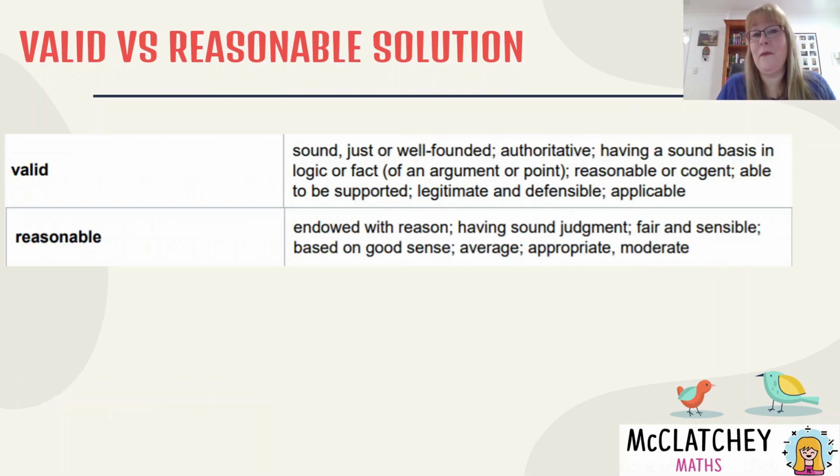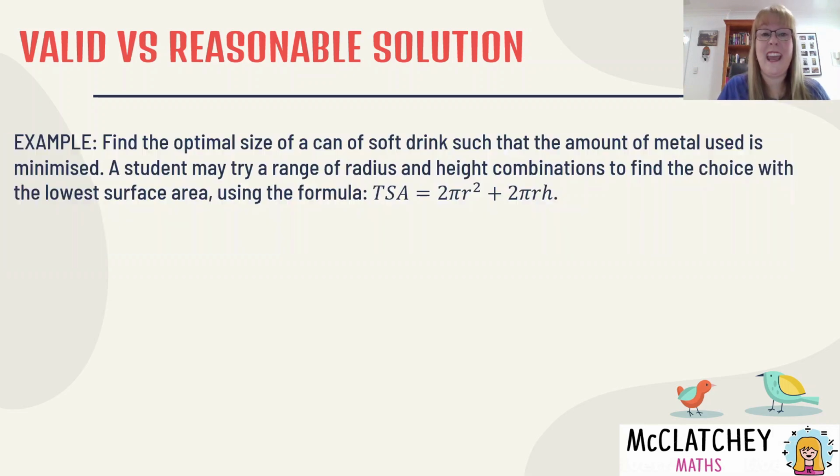So our definition from the QCAA is that valid means sound, well-founded, authoritative. Reasonable means sound judgment, fair and sensible. They both sound like they're pretty good solutions, and that's the key too. Valid and reasonable are pretty good solutions. However, valid is more of a good solution because it's accurate.